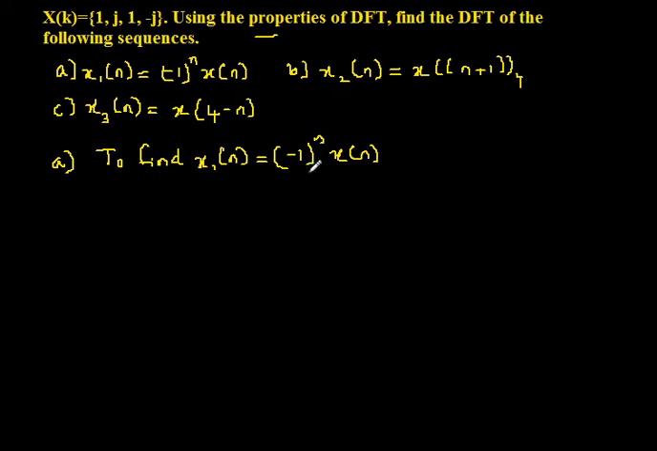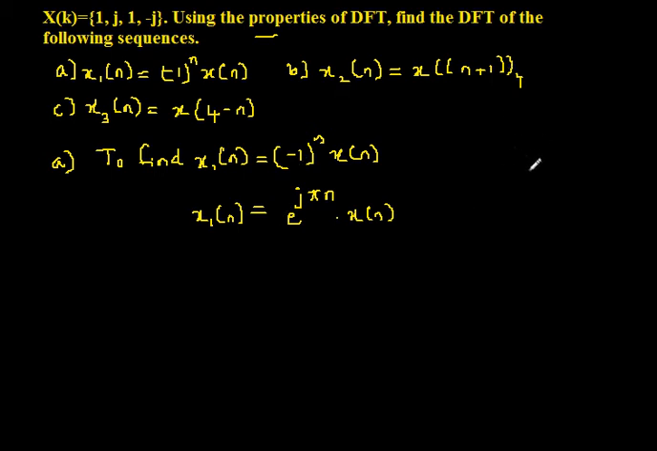Before making use of the frequency shift property, I have to convert this to an equivalent exponential. I just cannot consider minus 1 to the power n. So what is minus 1 to the power n? I'll write x1 of n is equal to minus 1 to the power n, which in terms of exponential can be written as e to the power j pi n, into x of n. This is the result, and we must know it. Whenever we get minus 1 to the power n, it must be replaced with e to the power j pi n.